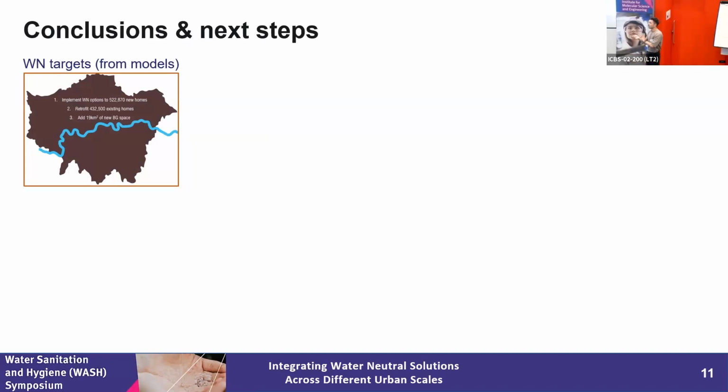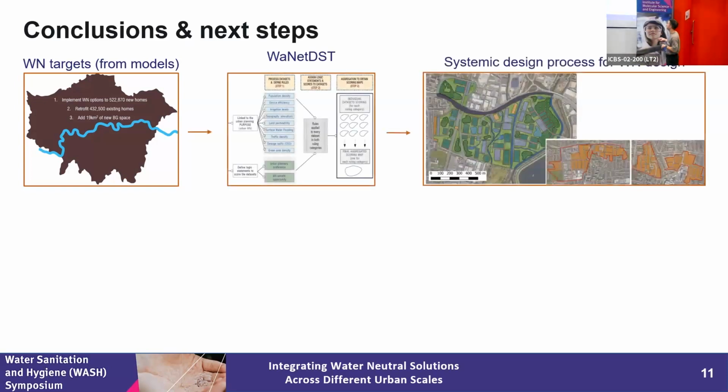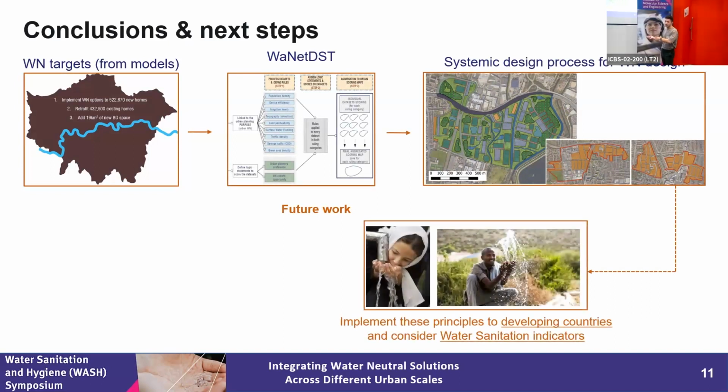As a conclusion, we had some water neutrality targets from our model that were at city scale. Then we wanted to translate that across scale, so we developed the water neutrality decision support tool. With the systemic design process, we moved these targets across different scales. And as a future work, which I think is what will be really interesting and important, obviously, as you saw, this is mainly in a developed country and it's London. But ideally, we would like to implement these principles in other developing countries and also consider more water sanitation indicators, as we have seen here today.